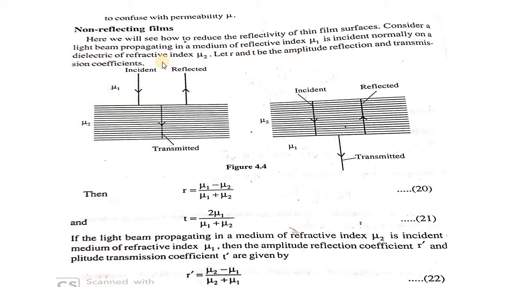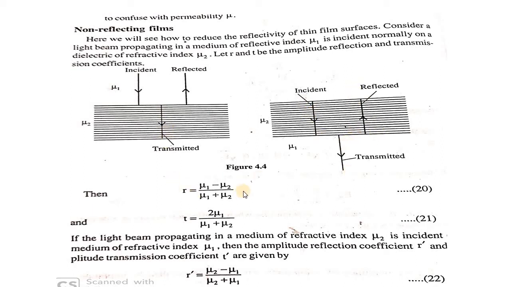And we are going to discuss the need for non-reflecting films, and we are having a thin film with refractive index outside mu1, and the refractive index of the dielectric is mu2. And normally you'll have the incident ray, reflected ray, and transmitted ray, and in this figure this will be incident, this will be reflected, and this will be transmitted.